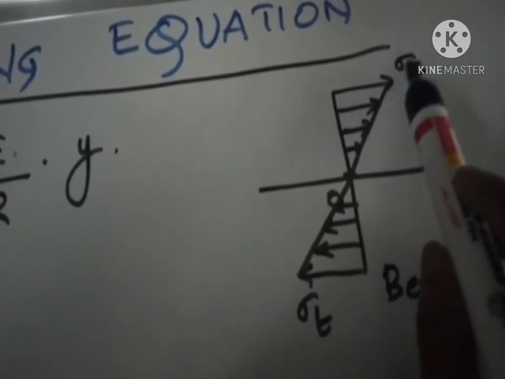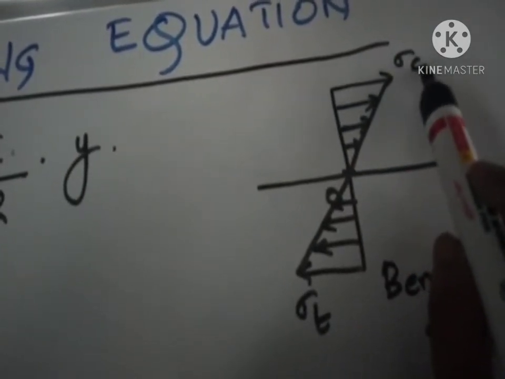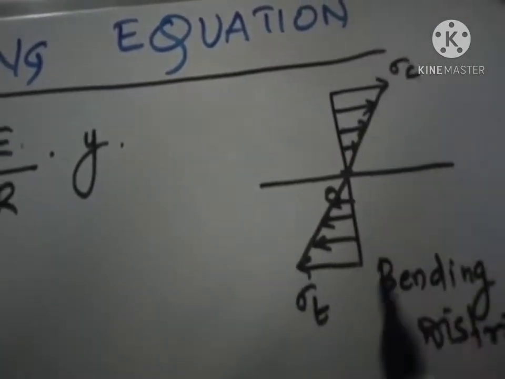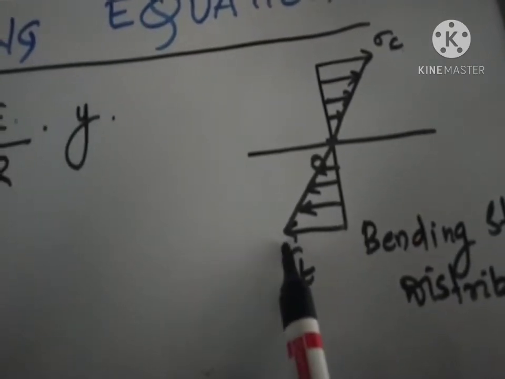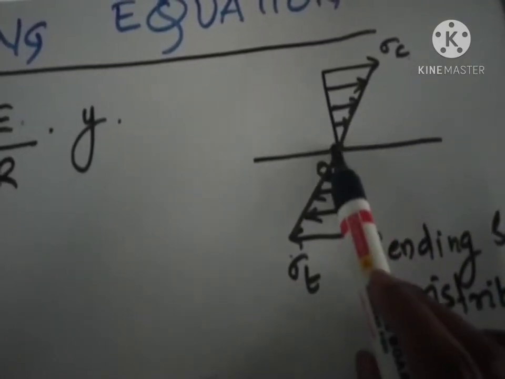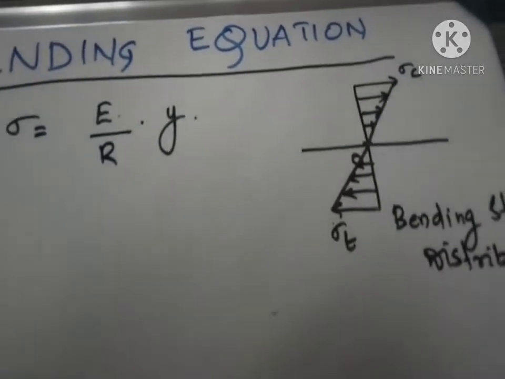It will be maximum for the topmost fiber. At the topmost fiber, compression will be maximum, and for the bottommost fiber, tension will be maximum. At the neutral axis, it is 0. So this will be the variation.